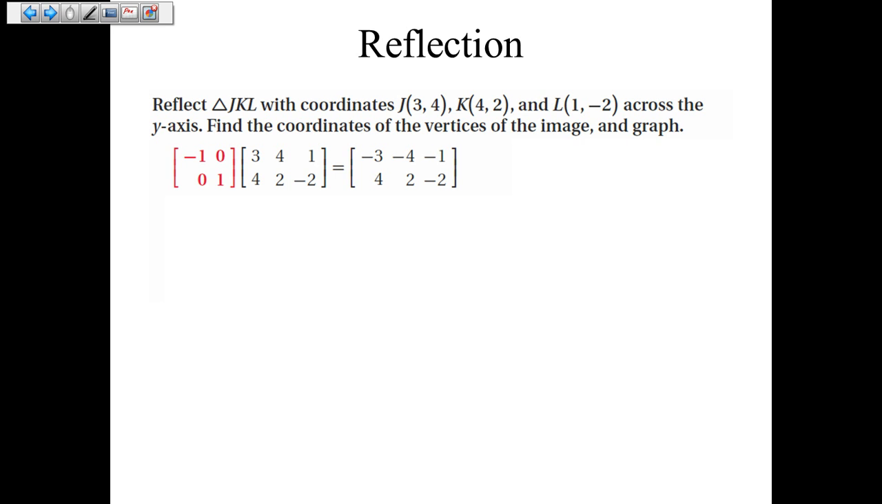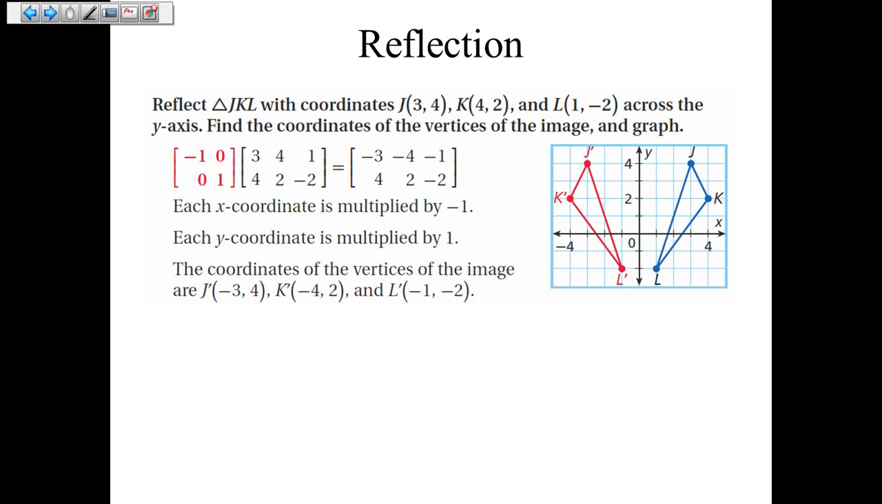Now you go through the process and you can see that that top row, all of our x coordinates have changed sign. Instead of 3, 4, 1, they're now -3, -4, -1. But the y coordinates are unchanged. They're still 4, 2, and -2. So that's why this is a reflection over the y-axis, because those x coordinates changed signs, but the y coordinates did not change.